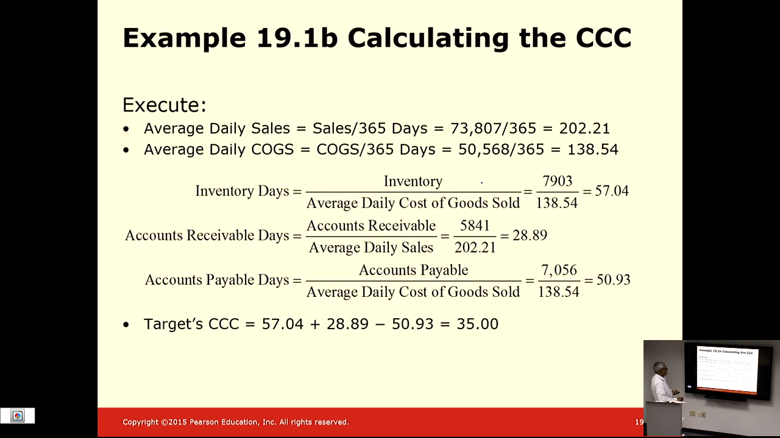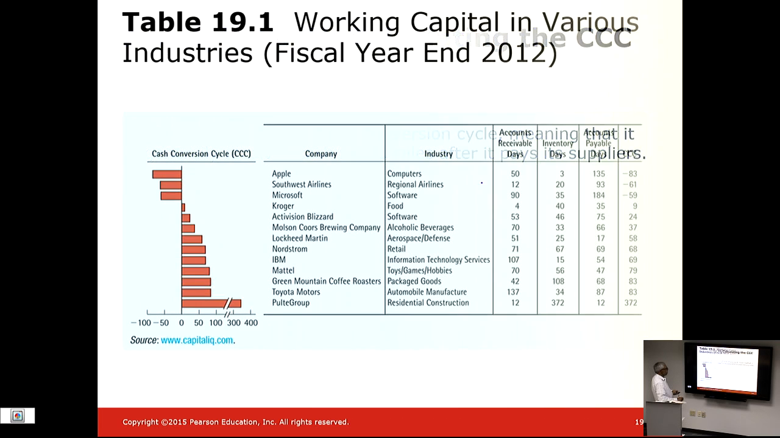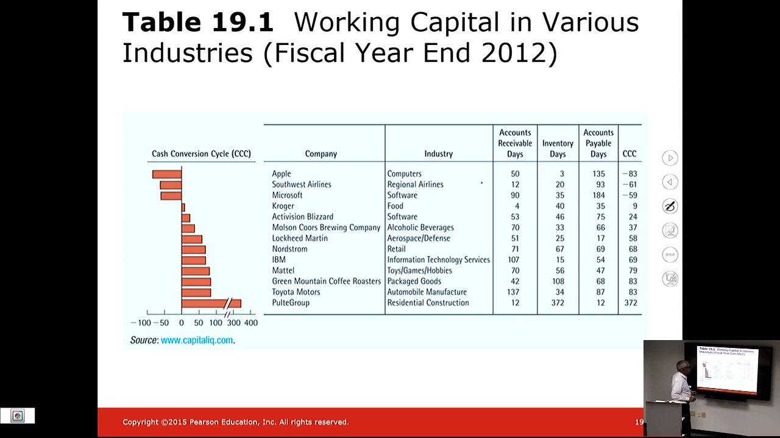And a similar problem. You can review them very quickly from your PowerPoint slides. So here is the cash conversion cycle for different companies. You can see over here, these three companies have a negative cash conversion cycle. That means they receive cash before they pay out their cash.